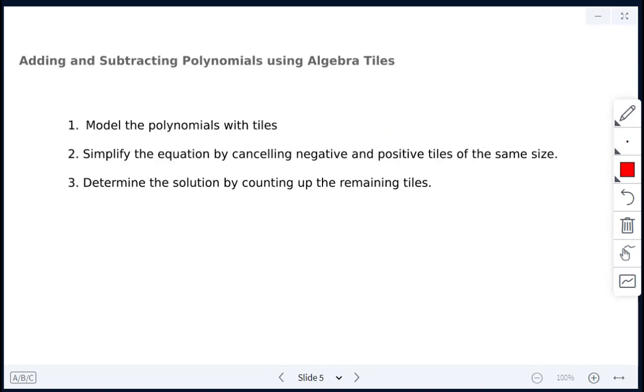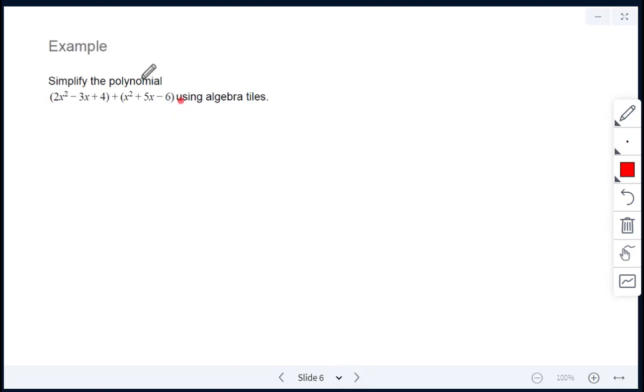All right, so adding and subtracting polynomials using algebra tiles. You're going to model the polynomials with tiles, simplify the equation by canceling negative and positive tiles of the same size, and then determine the solution by counting up the remaining tiles. So let's say we had an example like this, 2x squared minus 3x plus 4, plus x squared plus 5x minus 6, and then we have to model it using algebra tiles.